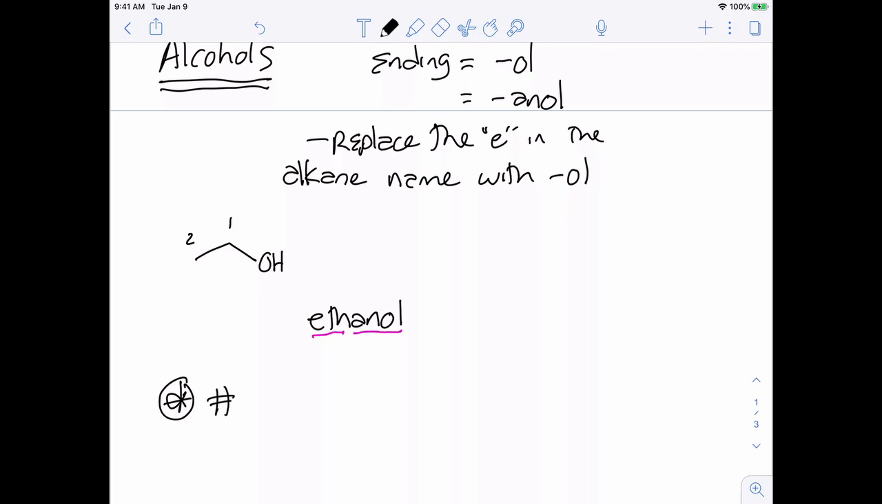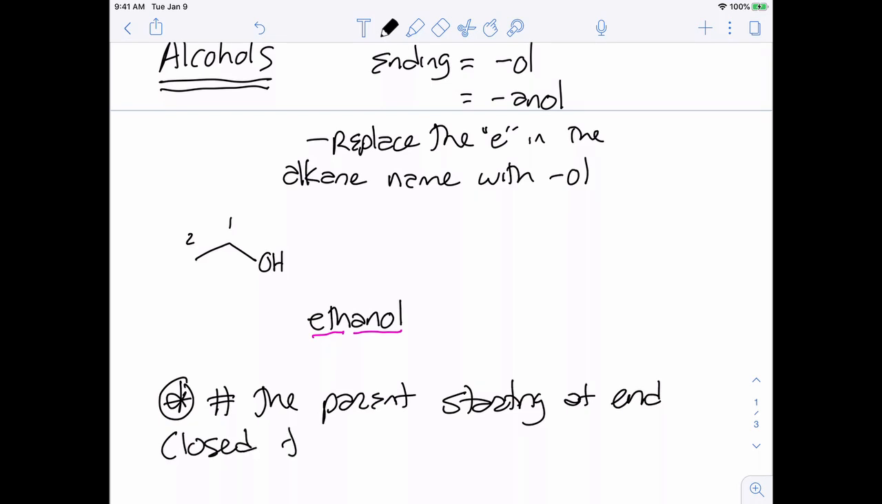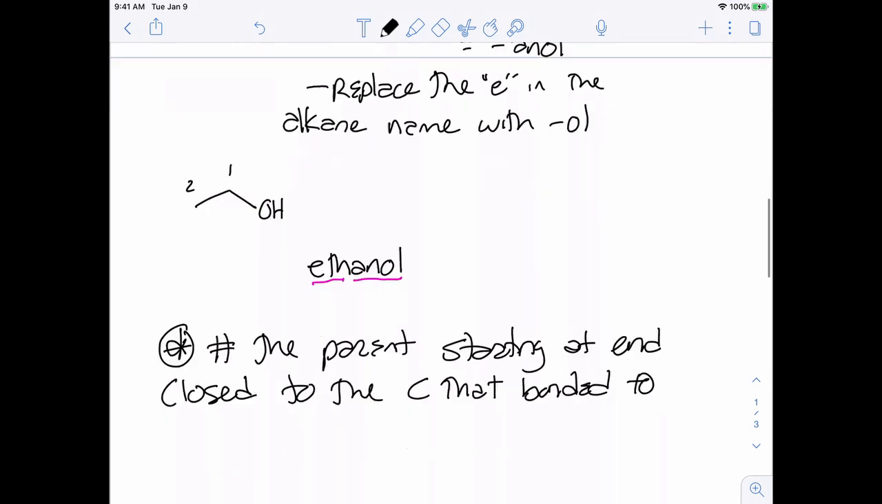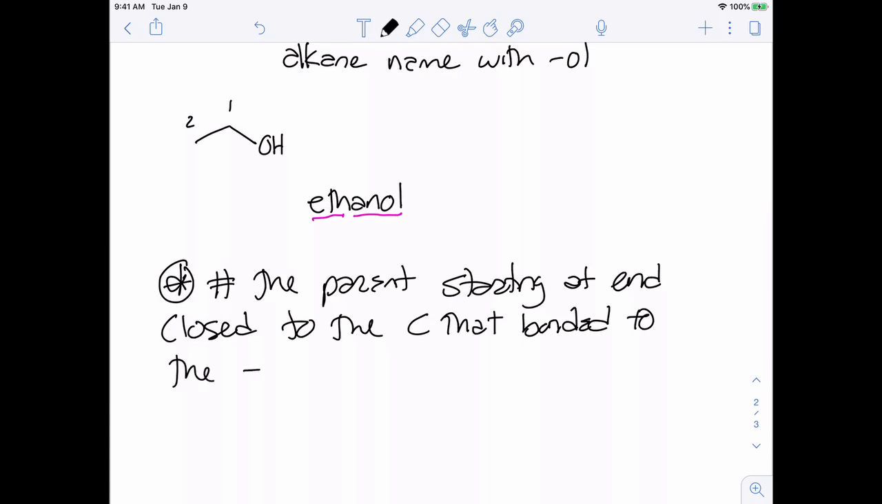So we're going to number the parent, starting at the end closest to the carbon that is bonded to the hydroxyl group. Essentially we want the lowest number for the carbon that is bonded to the hydroxyl group.